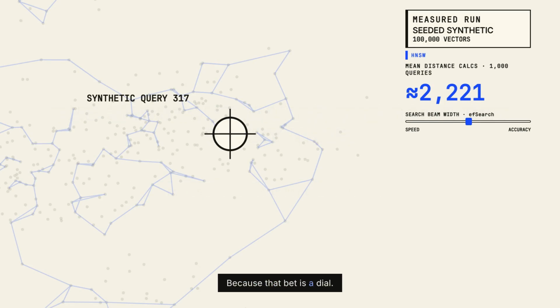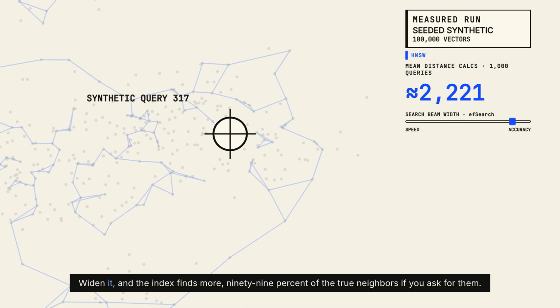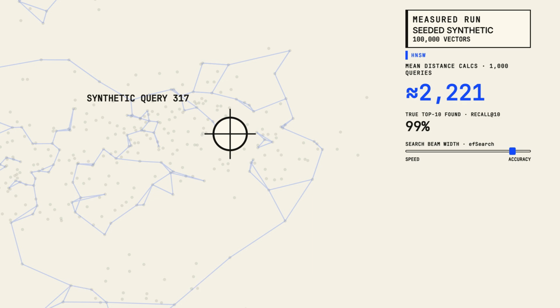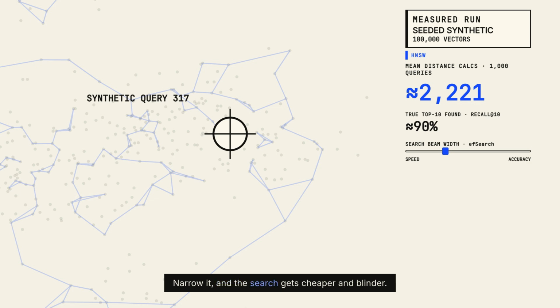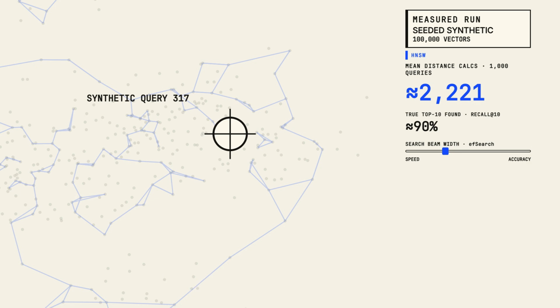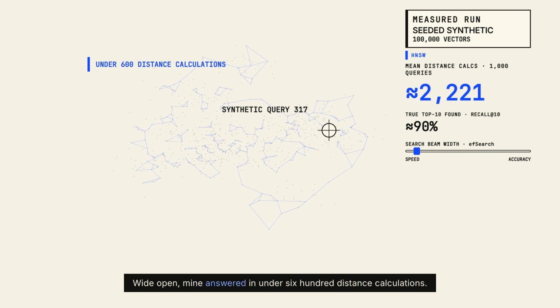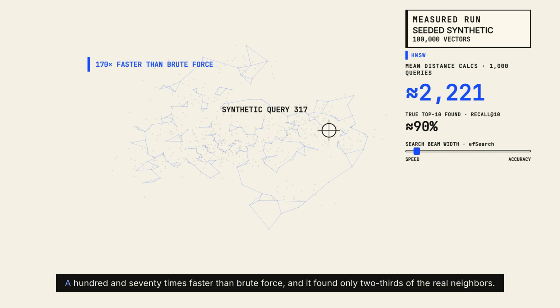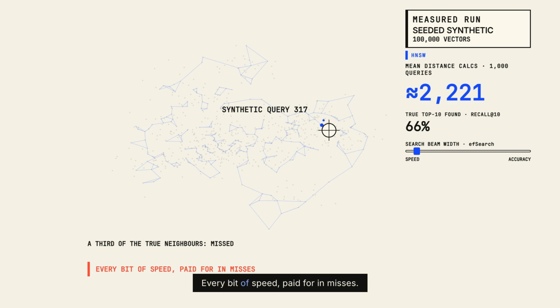Because that bet is a dial. Widen it, and the index finds more. 99% of the true neighbors, if you ask for them. Narrow it, and the search gets cheaper and blinder. Wide open, mine answered in under 600 distance calculations, 170 times faster than brute force, and it found only 2/3 of the real neighbors. Every bit of speed paid for in misses.